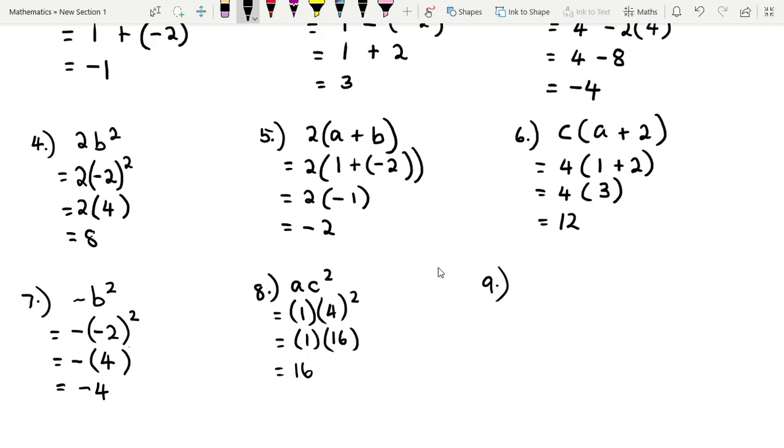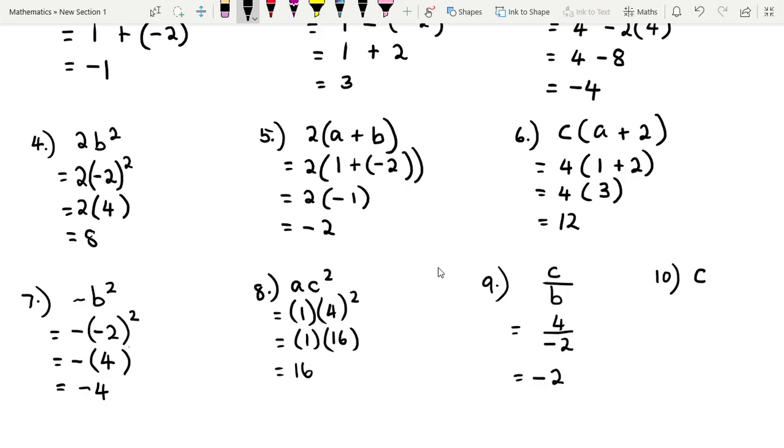So if we're looking at number 9, we have c over b. Now c is 4 and b is negative 2. Now a positive divided by negative will give you a negative, and 4 divided by 2 will give me 2. Alright, we've got one more to do. Okay, number 10.